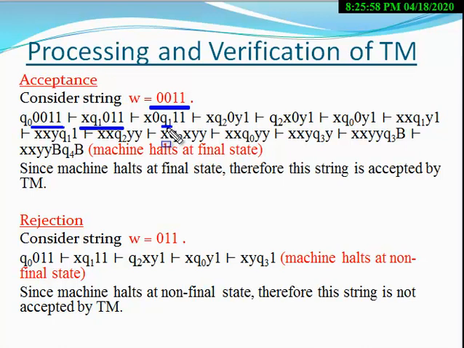Now at this ID, the state is Q1 and the tape symbol is 1. As soon as the tape symbol 1 appears, 1 is replaced by Y and Q1 changes to the Q2 state and the machine moves in the left direction. So here the state becomes Q2, 1 becomes Y and it moves in the left direction.